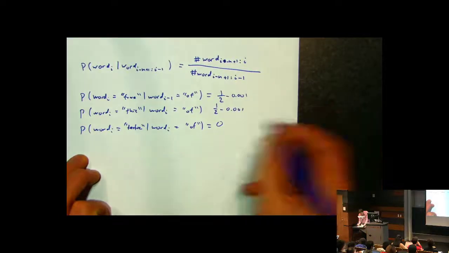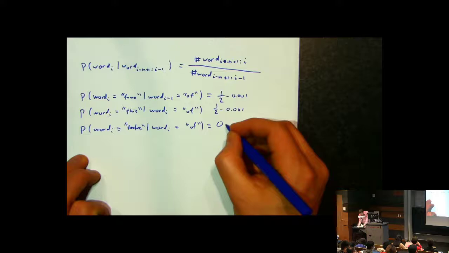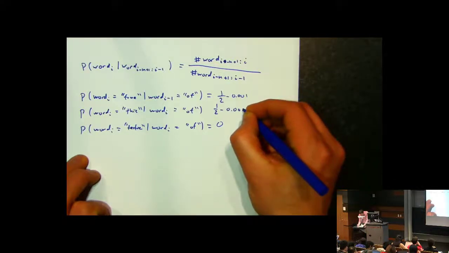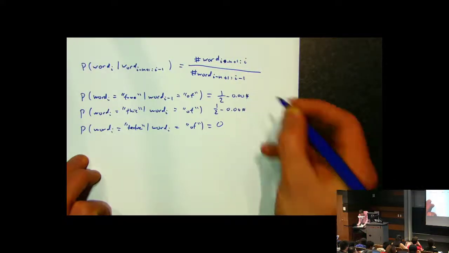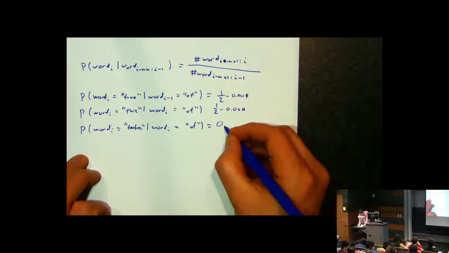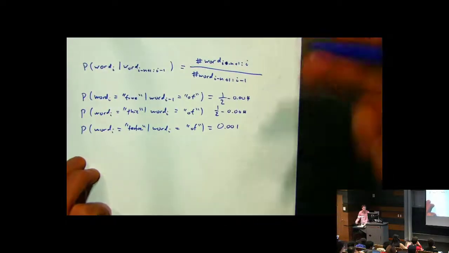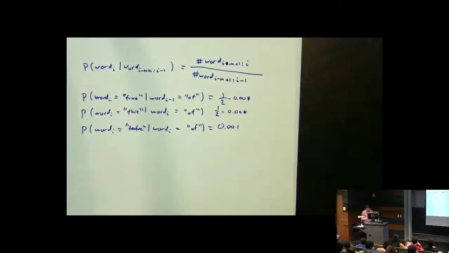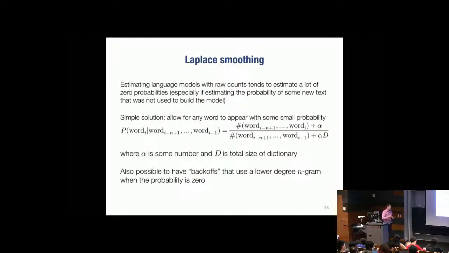Actually, it's not that. Those don't add to the right thing. So minus something here, whatever. And this would be 0.001, etc., such that these things all add up to 1. But basically, it allows for some violation of what you've seen before, in the hope of catching the rare case or the realistic case that you're not going to have seen everything in your data set already.